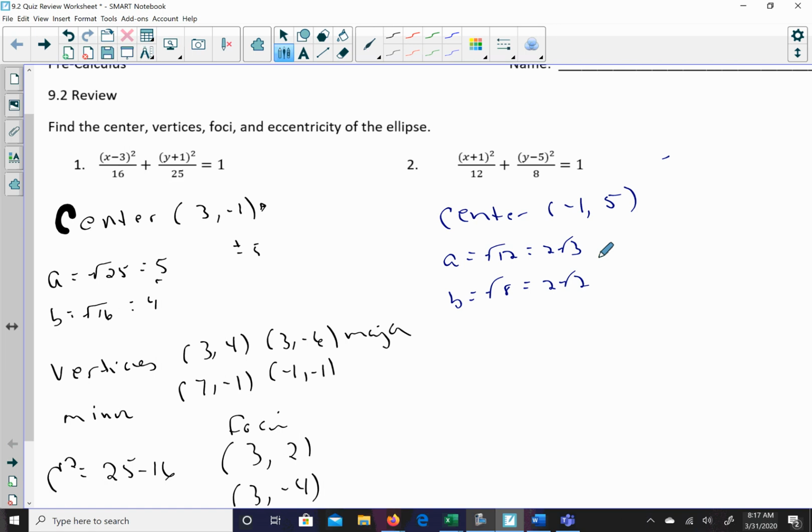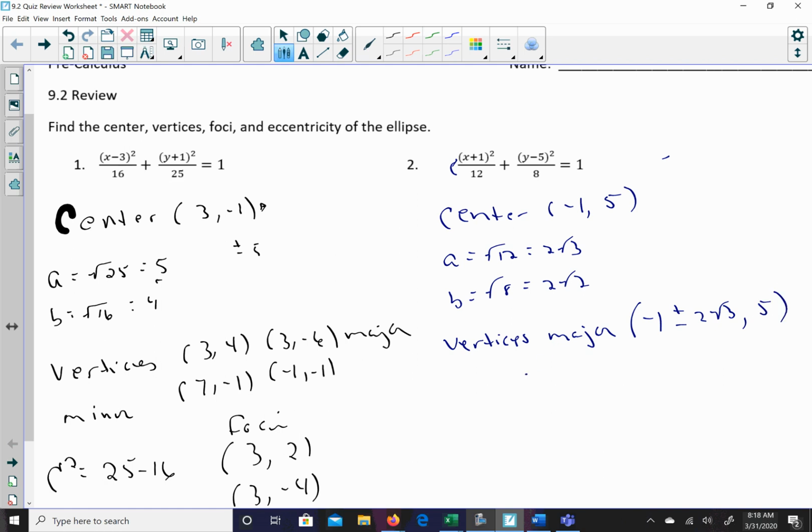So when I find my vertices, I'm going to do the same thing, I'm going to find my minor and my major. So my major ones are the ones that the book usually talks about. That's going to be taking the larger one, which is 12. See how 12 is with the x? So I'm going to add and subtract that 2 times the square root of 3 to the x coordinate. So I'm just going to write -1 plus or minus 2 times the square root of 3. That's going to be my x coordinate, and then my y coordinate will be 5.